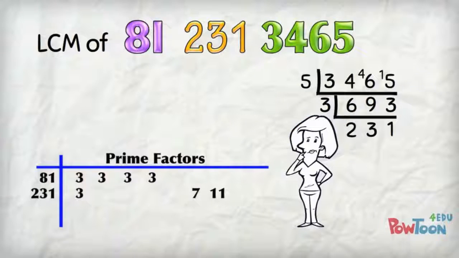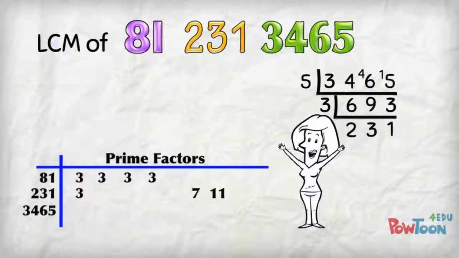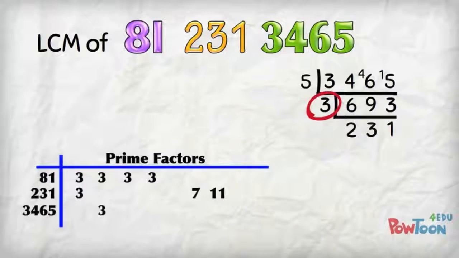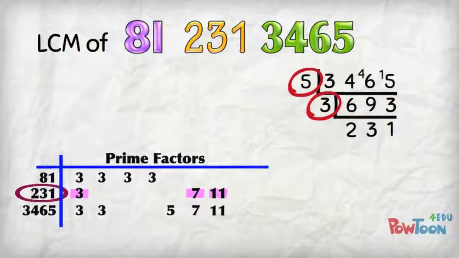Let's save some time. I can write in the prime factors that I found through short division so far, then repeat the factors of 231. It isn't cheating since I did the work once already. So we've got 3 times 5, and then from 231, 3 times 7 times 11.